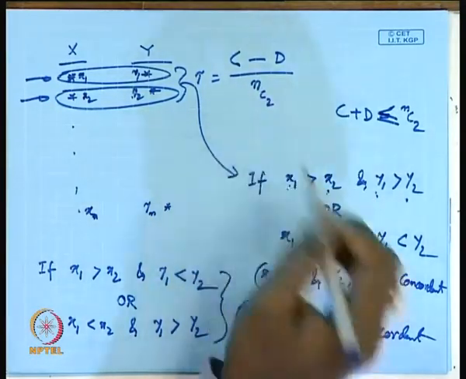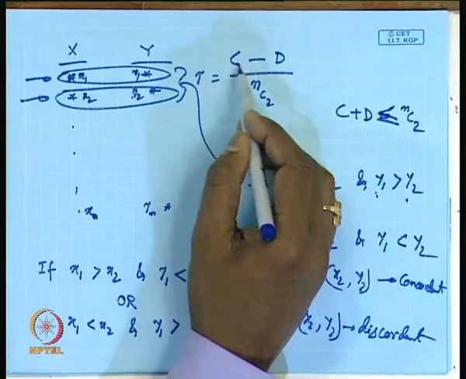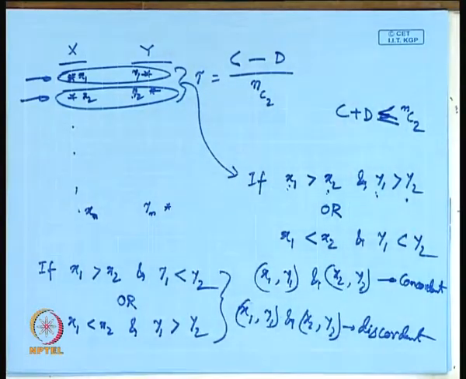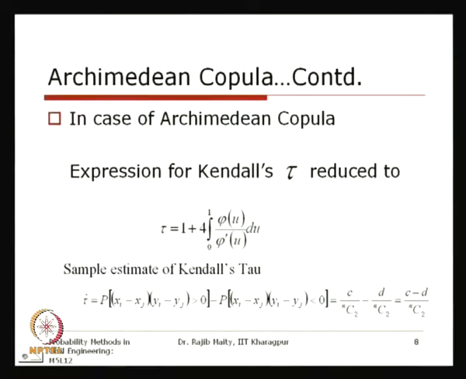After ignoring those, you get C minus D divided by NC2, and that gives you the estimate of Kendall's tau, and this is what is explained here. This C and this D are the number of concordant pairs and the number of discordant pairs. So, C by NC2 is nothing but the probability of a concordant pair, and this is the probability of a discordant pair. Their difference gives you Kendall's tau.